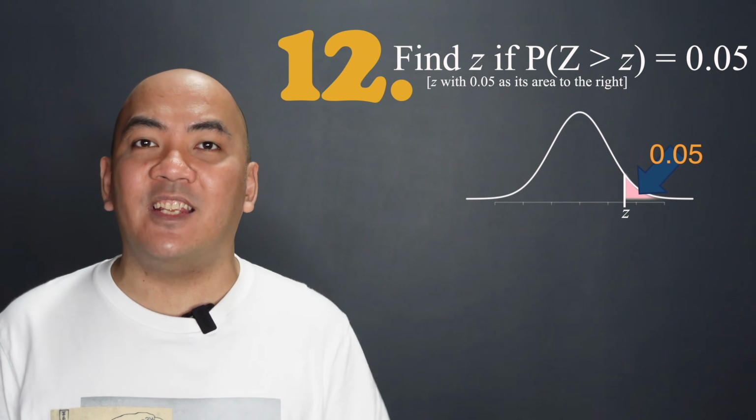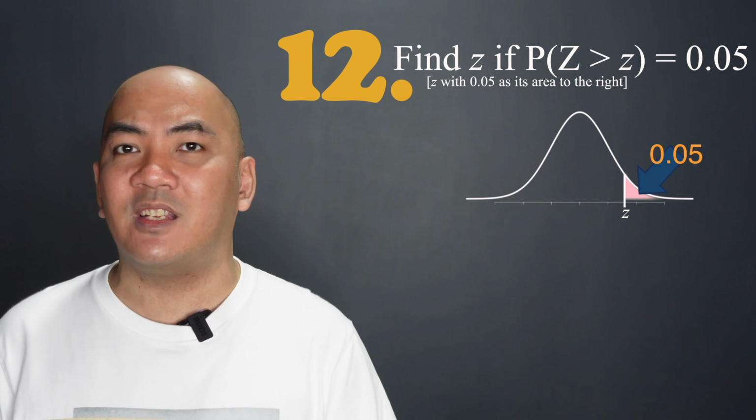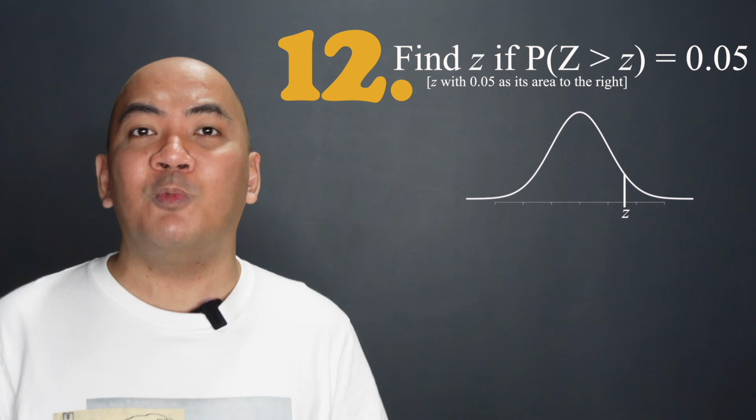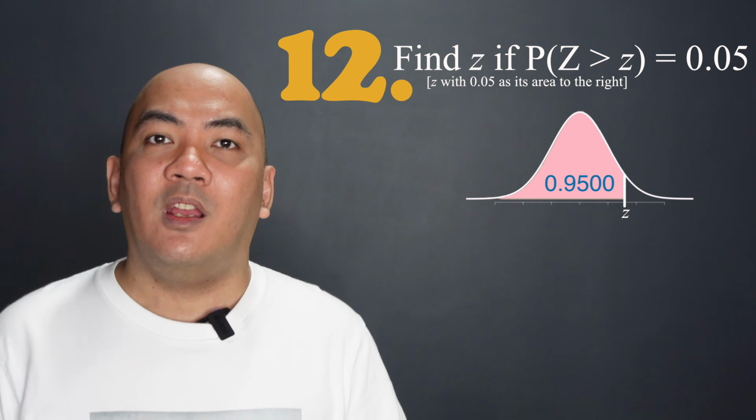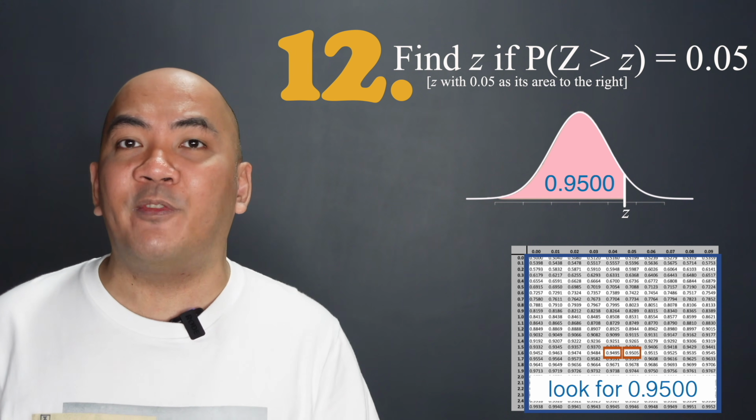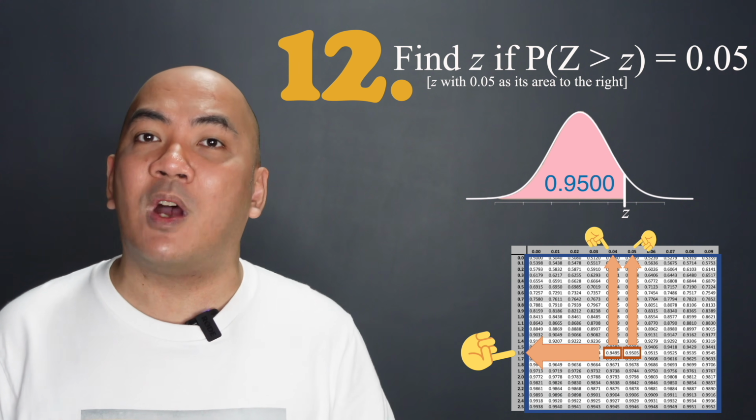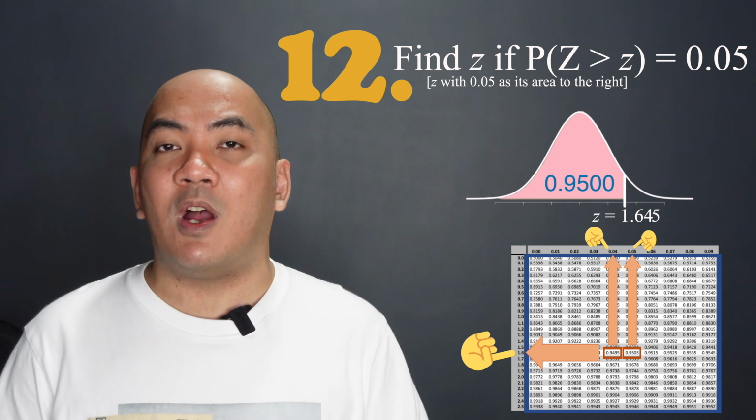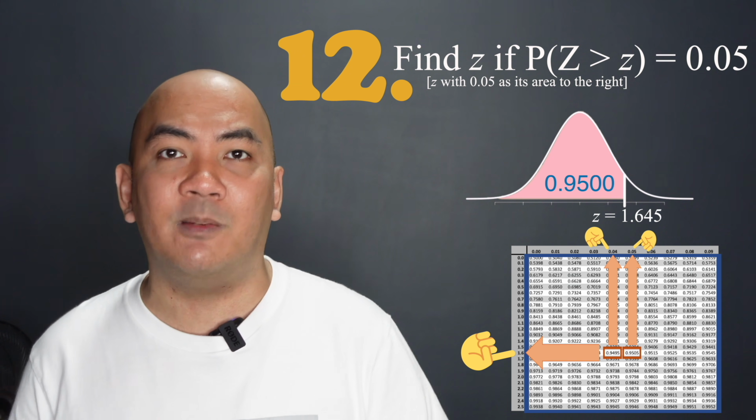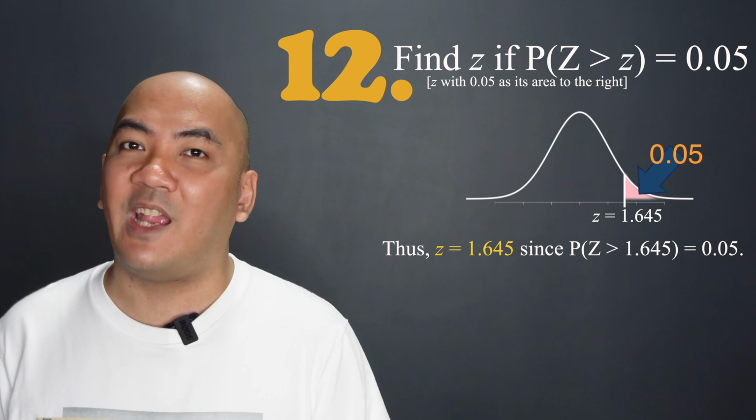And likewise, if you're finding z in which the area to the right is 0.05, or in other words, the probability of z to be greater than small z is 0.05, then all you have to do is to subtract first 0.05 from 1, which gives the cumulative probability of 0.95. Taking a look at 0.9500 on the table, the ones that are closest are 0.9495 and 0.9505, which happen to be 1.64 and 1.65. Thus, we may make use of z equals 1.645 to denote that it's exactly between z equals 1.64 and z equals 1.65 based on the table. Thus, we may say that the probability of z to be greater than 1.645 is 0.05.